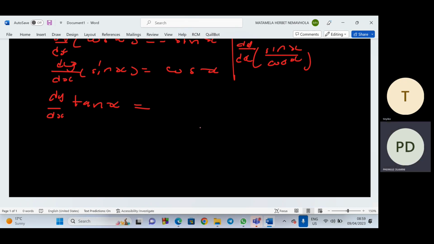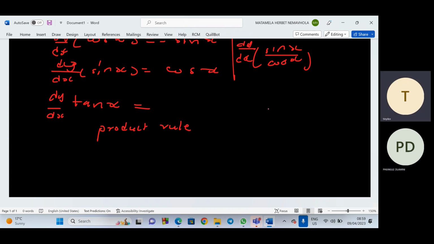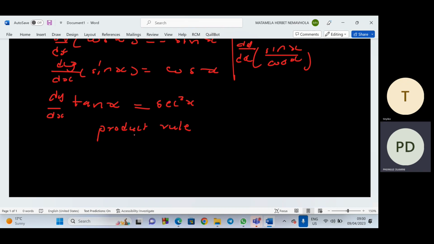So when we go to the product rule. Actually, the answer I know is going to be sec squared x for this one. But I just have to show you the rules so that if you have something very complicated, you must use all the rules.